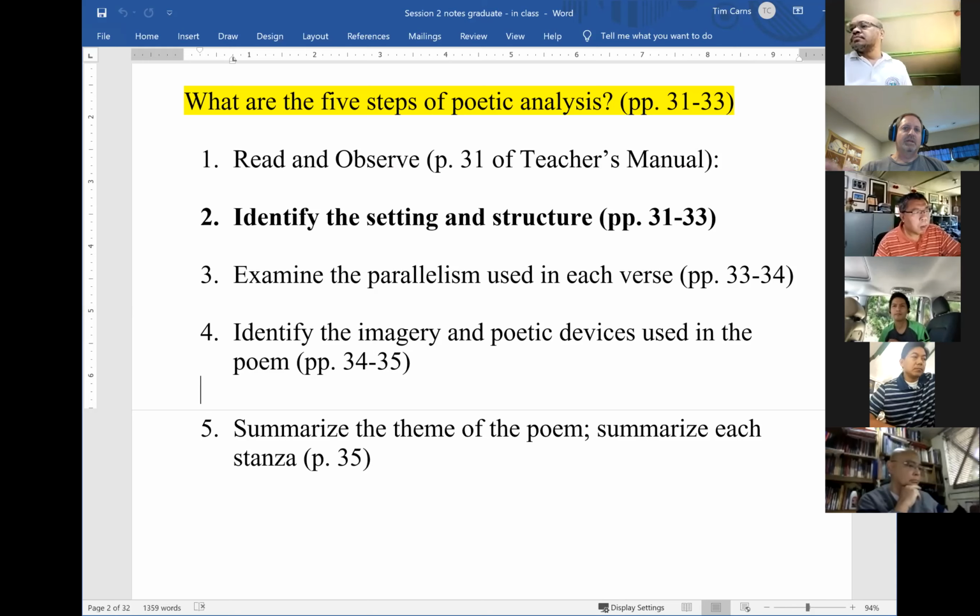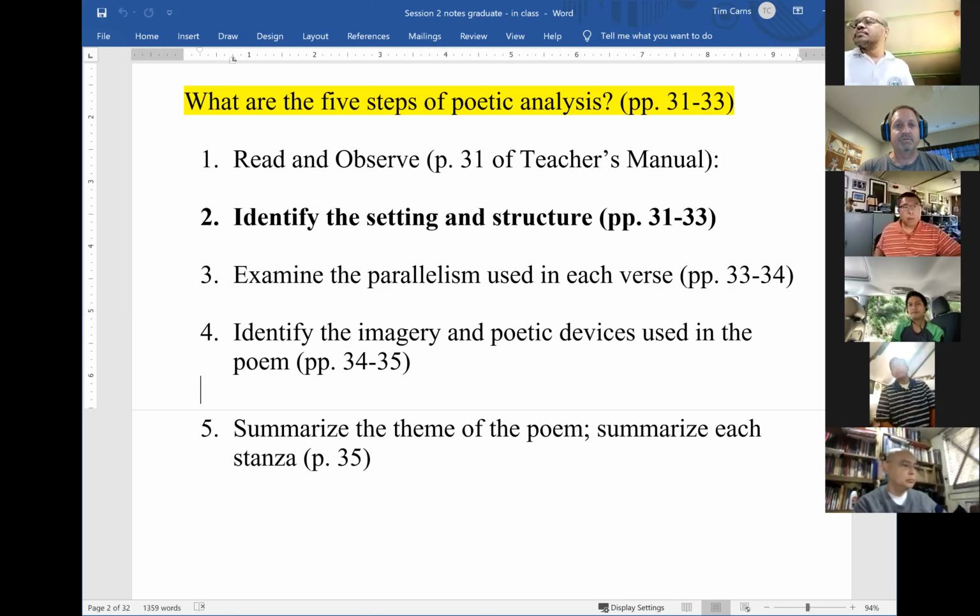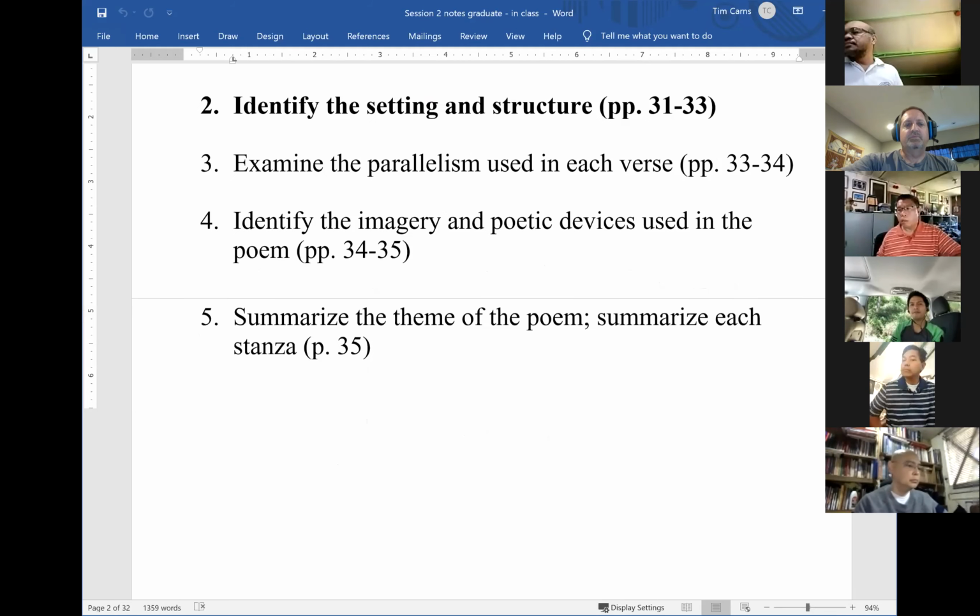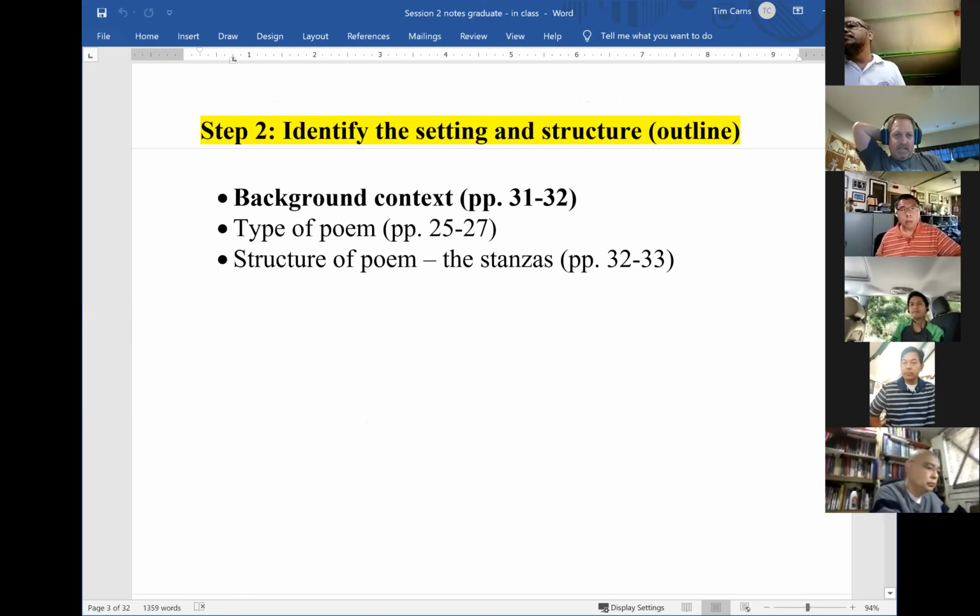The third step is looking at the parallelism. And then the 4th step is identifying the imagery, the poetic devices used. And then lastly, the 5th step is to take all of that information and summarize the theme of the poem and summarize each stanza in the poem based on the current understanding after those 4 steps are completed. So as I mentioned, we started looking at the setting last week. The setting is basically the background context. That is, what is the occasion of the poem?